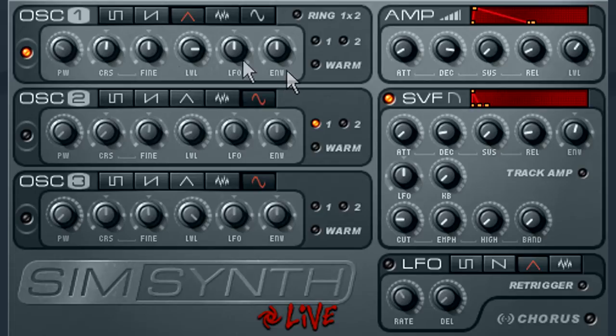As I mentioned earlier, there is a difference between the oscillators. There is one control that is unique to oscillator 1, and this allows you to ring modulate the sound of the first oscillator by using the second oscillator. This is often used to produce more harsh sounds.